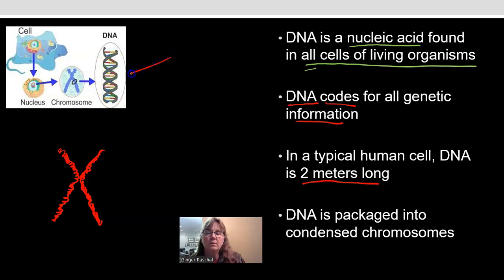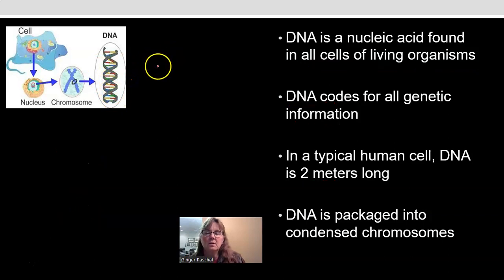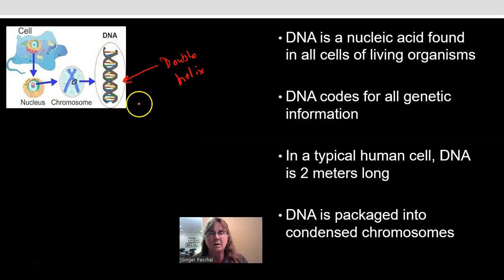We start out with this structure, which is called the double helix. The double helix is made of adenine, guanine, thymine, and cytosine. And that is then supercoiled. Like I said, in a typical human cell, the DNA is about 2 meters long. DNA is packaged into condensed chromosomes.